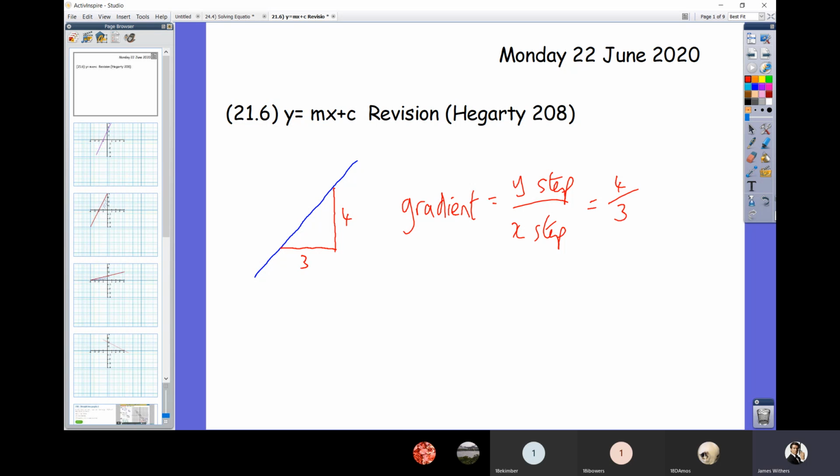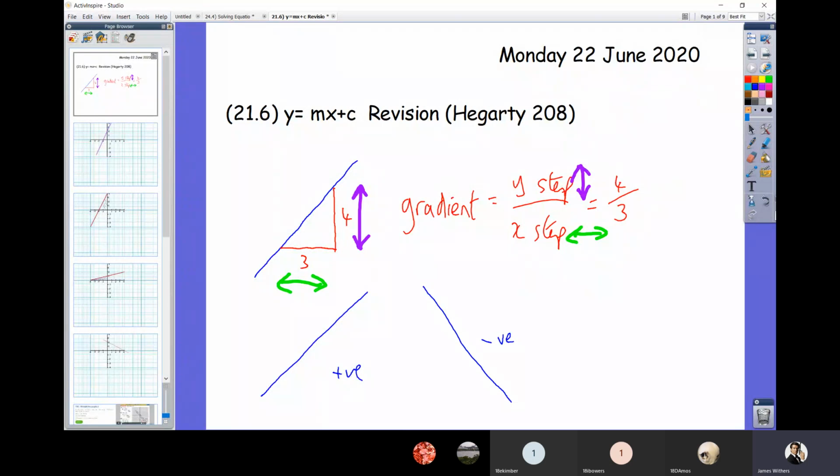It's the amount upwards, so that length, divided by the amount across. So you then divide by the amount across. And we were finding that if the graph was going up left to right, then we would expect the gradient to be positive. And if it was going down left to right, you'd expect the gradient to be negative.